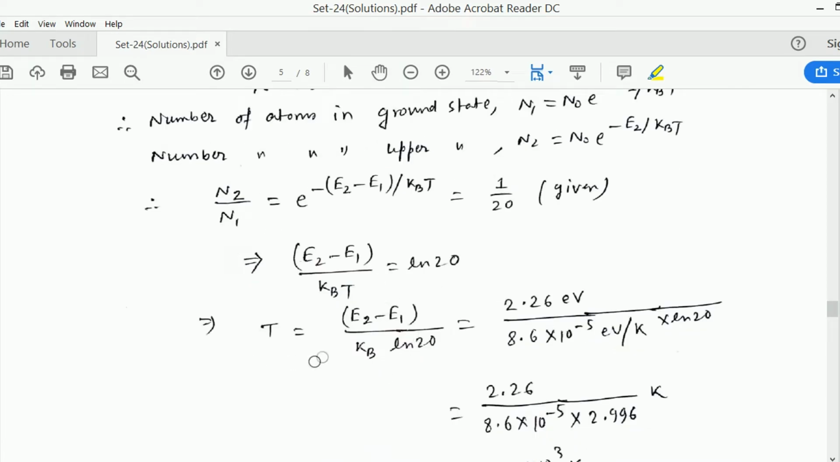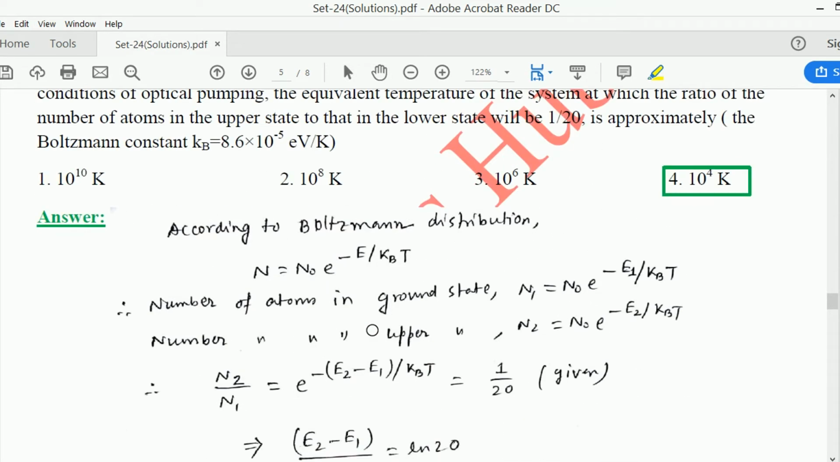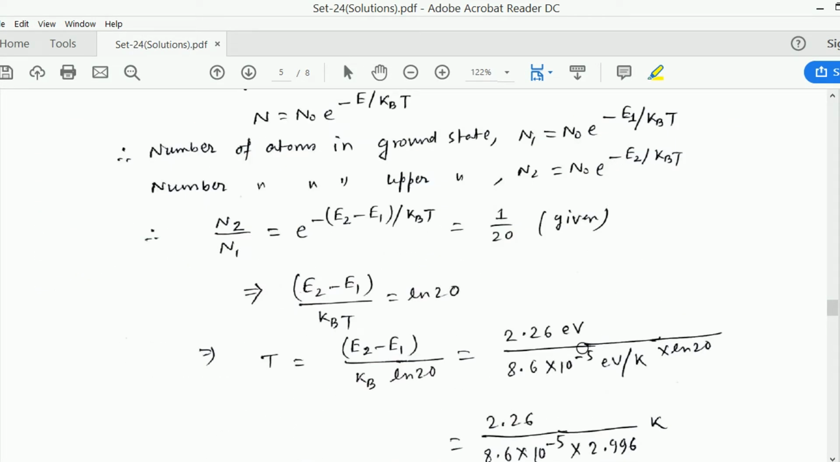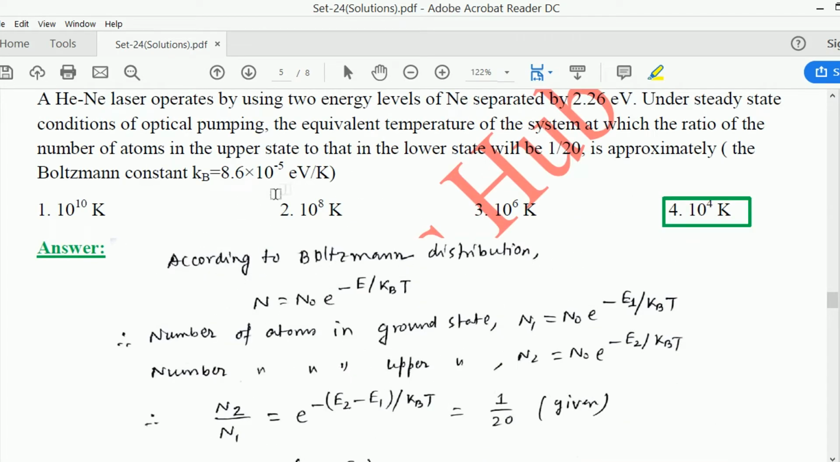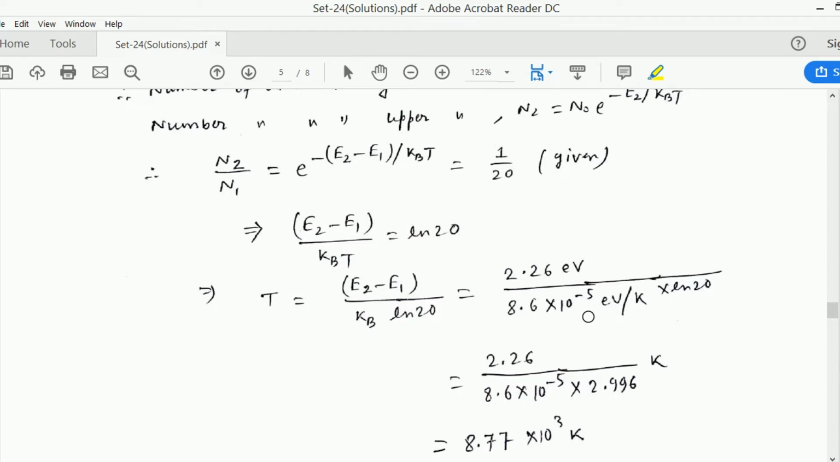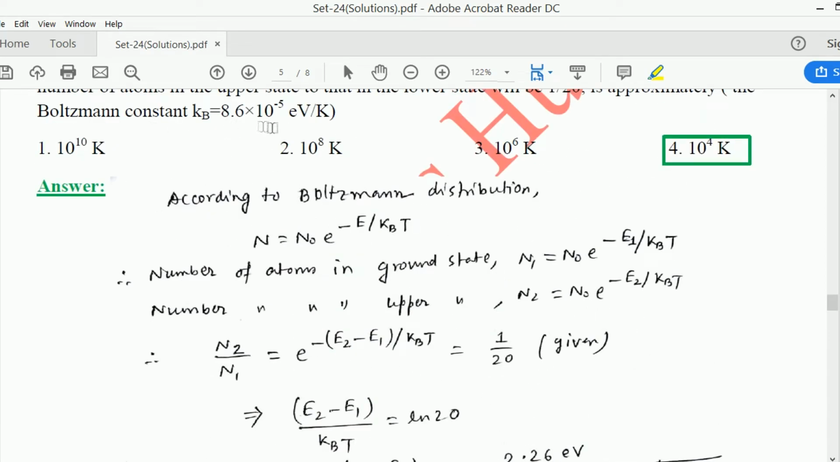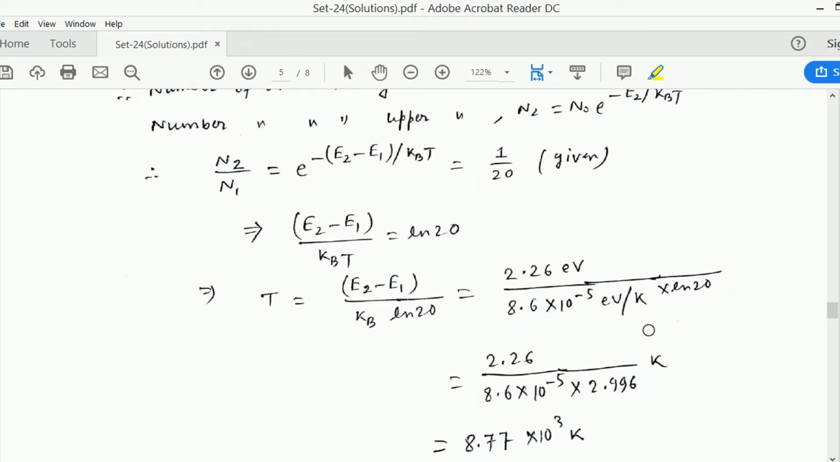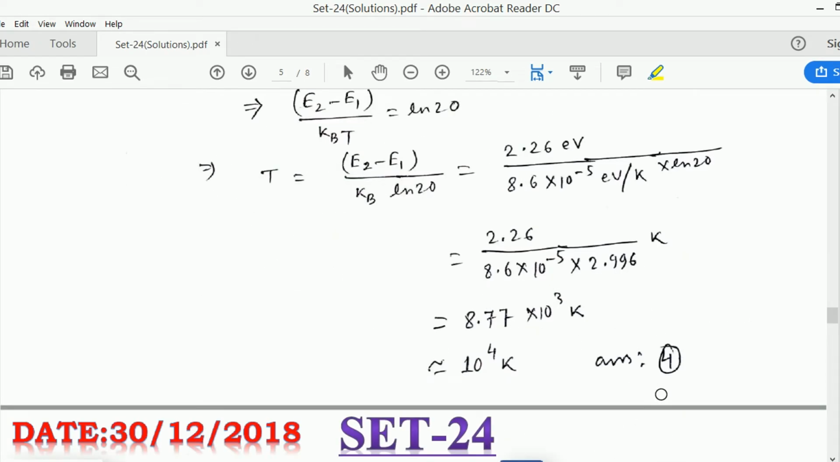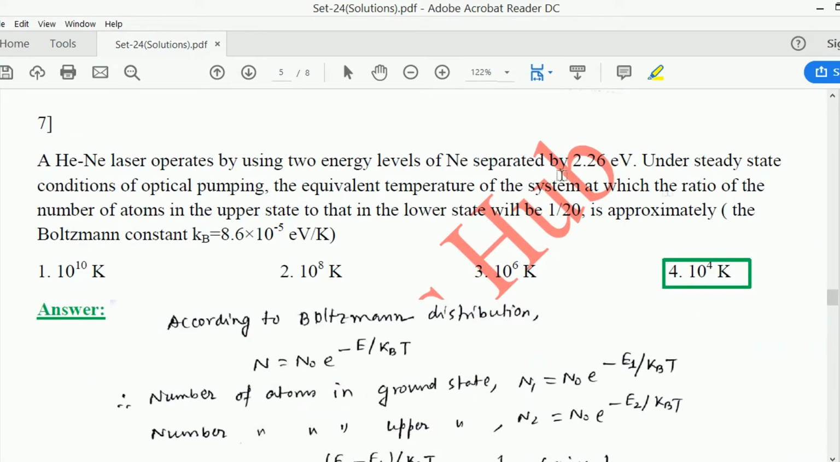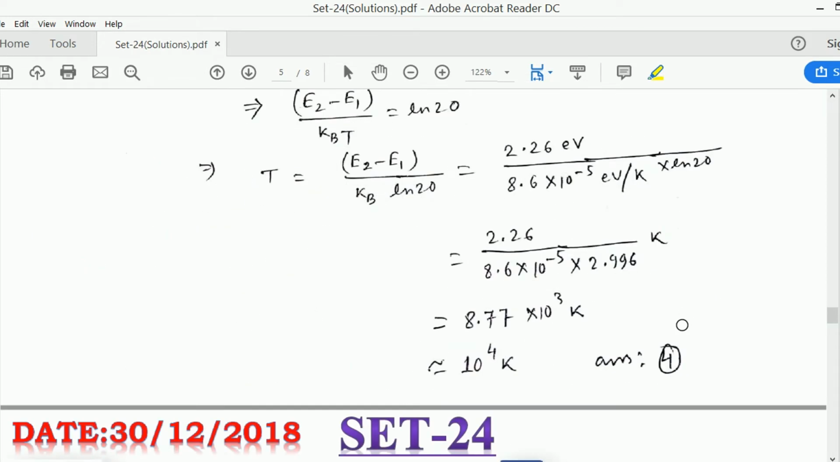So from this formula we get temperature T equals (E2 minus E1) by kB ln 20. E2 minus E1 is given to be 2.26 electron volt. kB equals 8.6 into 10 to the minus 5 electron volt per Kelvin. That's the significance of giving kB in terms of electron volt per Kelvin. And ln 20 has value 2.996, and it is producing around 10 to the power 3 Kelvin, and it is approximately 10 to the power 4 Kelvin. Because we have to find the nearest option every time, and it is 10 to the 4 Kelvin, it means the fourth option. So the fourth option is the correct option.